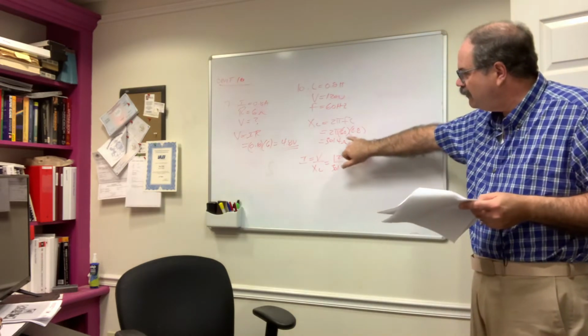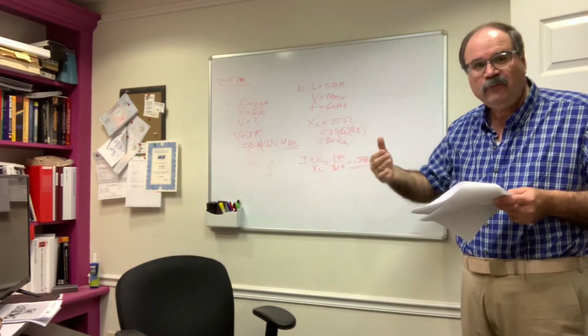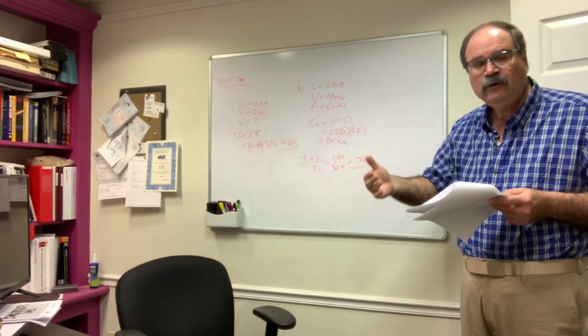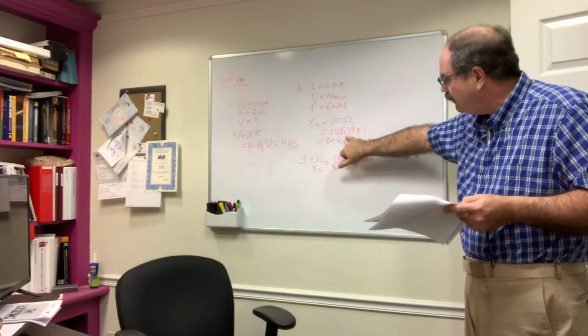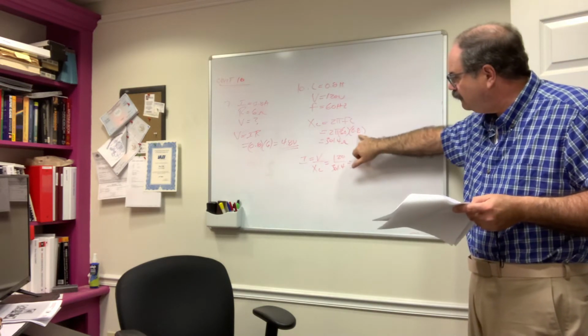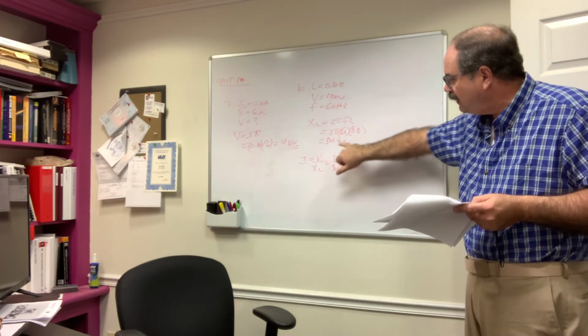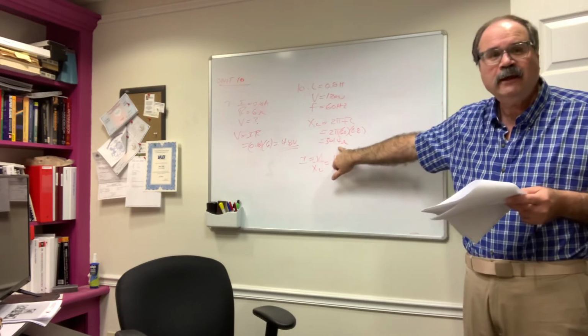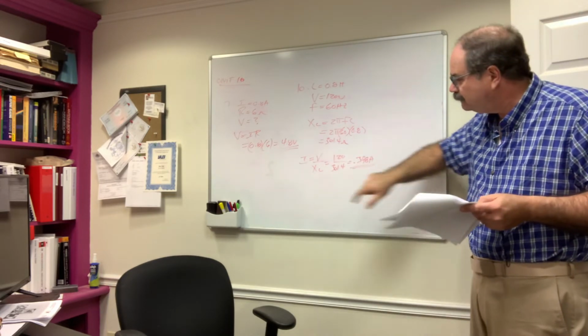So if we plug those numbers in, 2 pi is a constant, 3.14 multiplied by 2, or 6.28. Frequency is 60 hertz, value of the inductance is 0.8 henries. Plug those numbers in, we get 301.4 ohms.